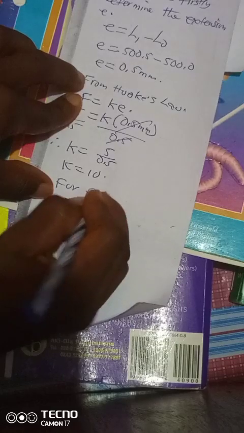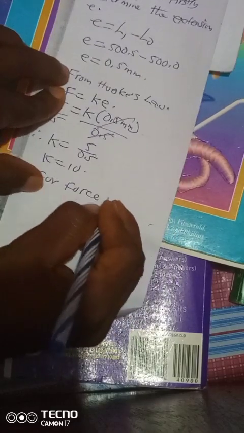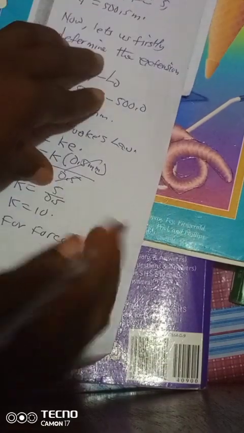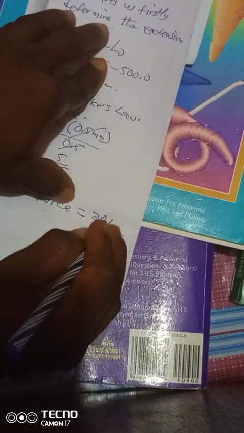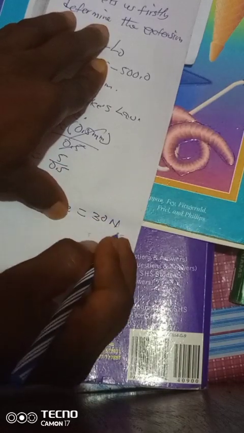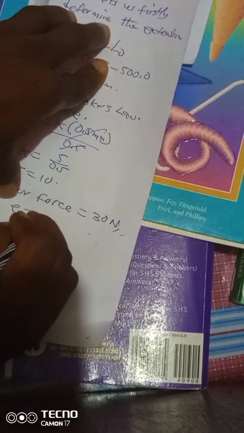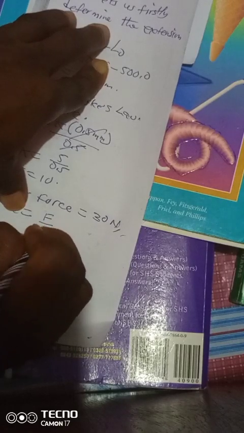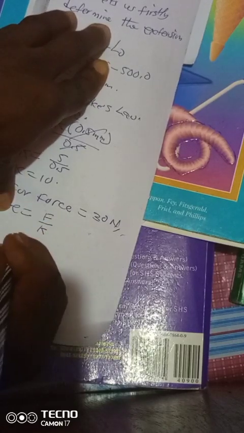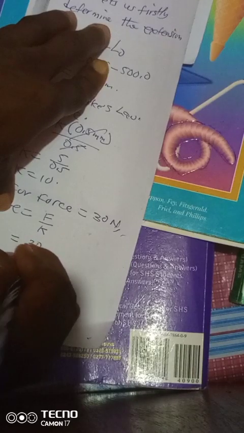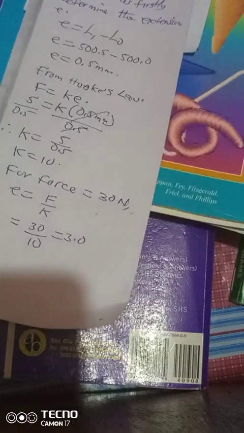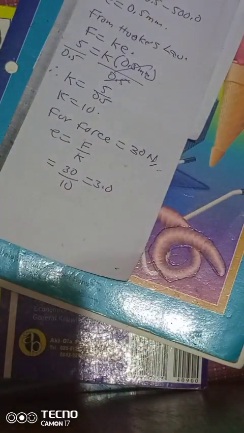For the force when it was 30 newton, what will be the extension? The force divided by the constant. What is the force? 30, divided by the constant 10, which is equal to 3.0. That's the extension, okay?